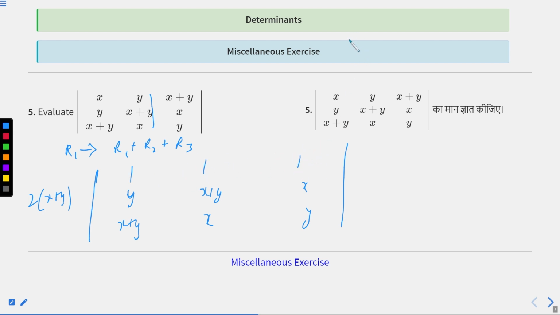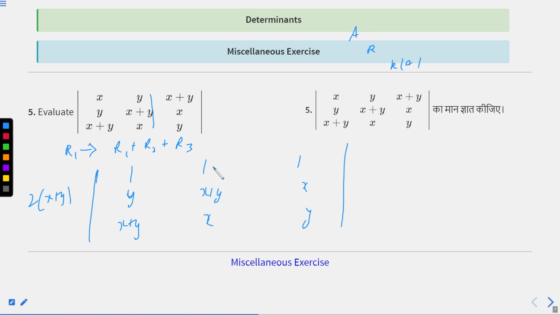What property am I using? If A is your matrix and you multiply any row by K, then the new determinant will be K times the original determinant. So what I did is just this, because this was multiplying the first row.